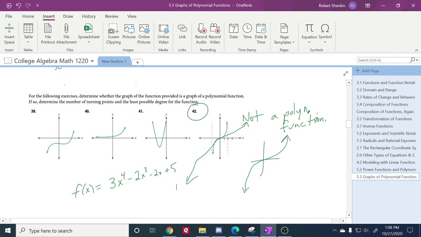Sorry, just to clarify, so there would be no turning point and no degree? Oh, well, determine whether the graph is a polynomial function. If it is, then you determine the turning points, but only if it is a polynomial function. So you don't have to answer those for that. And it doesn't really have a turning point because it doesn't change from increasing to decreasing. And then you can't have a degree with this. Okay. Yes?